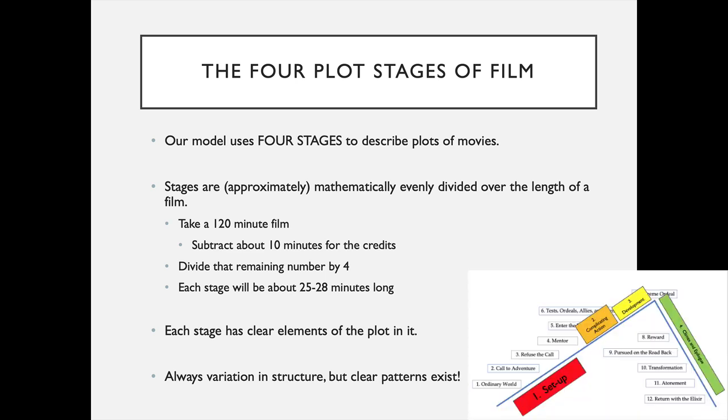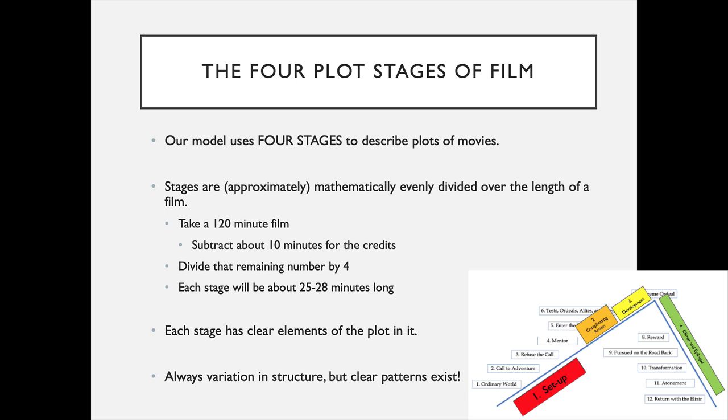So our model uses 4 stages to describe the plots of movies. So something kind of interesting, those stages are approximately mathematically evenly divided over the course of a film. You can take a 120-minute film, subtract about 8 to 10 minutes for the credits, take whatever time is left, divide that by 4, and you get that each stage will be about 25 to 28 minutes long, depending on the overall length of the film. So the 4 plot stages that we'll talk about in a minute are mathematically evenly divided over most movies, which is pretty interesting. And in each stage, there are clear elements of plot.